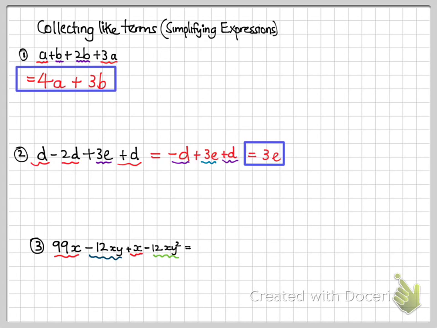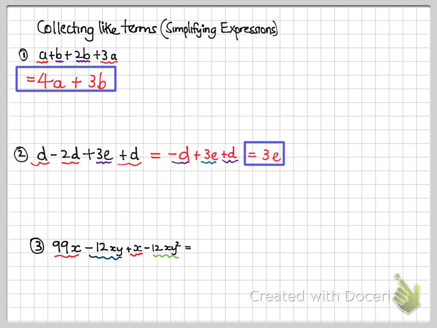Okay, now we look at the next question, question 3. 99x minus 12xy plus x minus 12xy squared. Then the x's are common or like terms, so I can group them together. Remember, x and xy are totally different things. They mean totally different things, okay? So they are not like terms. And also xy squared is definitely not the same as xy, and it's also not the same as x.